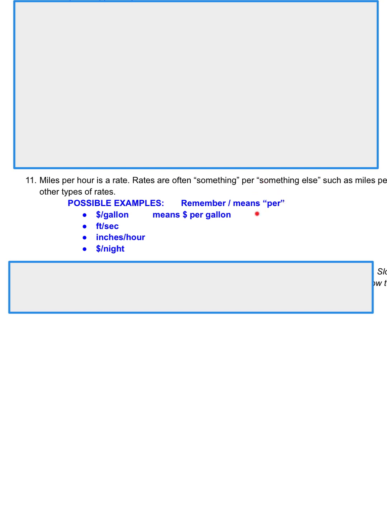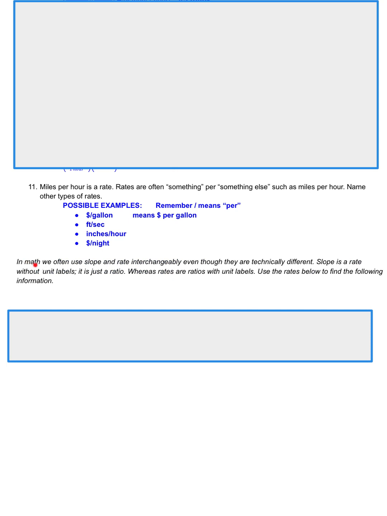So something per something often is a rate. Rates are often a slope. In math, we often use slope and rates interchangeably, even though they're technically different. Slope is a rate without the unit labels, and it's just a ratio, whereas rates are ratios with unit labels. Like these up above, where dollars per gallon would be a rate, like it's $8 per gallon. That's a rate. If I just said 8, then that could be my slope, even though it's talking about dollars per gallon.